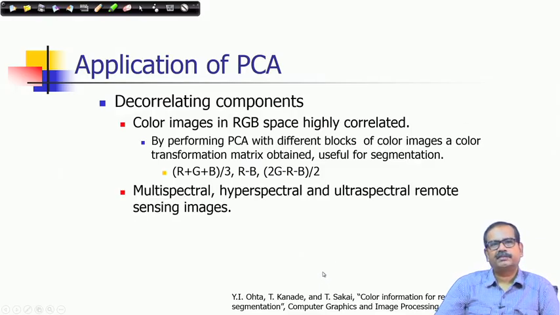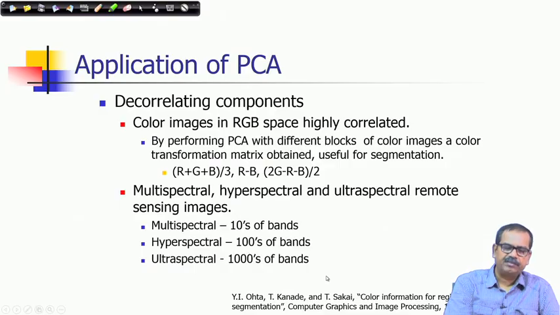The major applications of PCA are there when you have a large number of components in images. Color images have only 3 components, but if I consider remote sensing images, these components could be very large. There are different kinds of remote sensing images depending upon the electromagnetic wavelength bands they are using. So, multispectral, hyperspectral, ultraspectral remote sensing images, and there could be many bands.